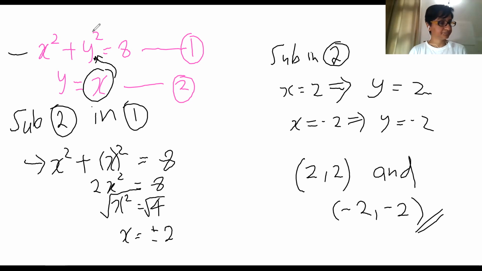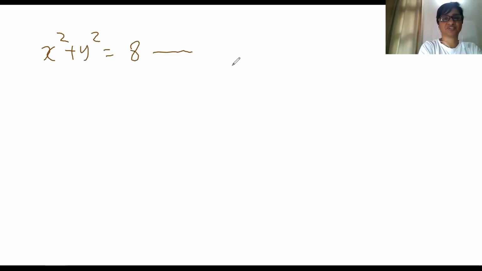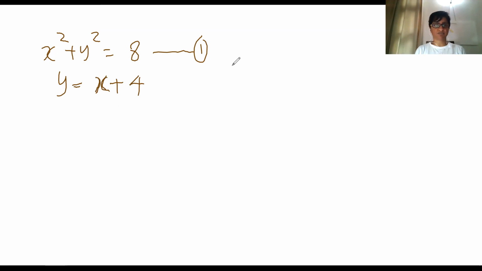Example 2. Determine without solving the number of intersection points of the circle x squared plus y squared equals 8, the same circle, and the line y equals x plus 4.